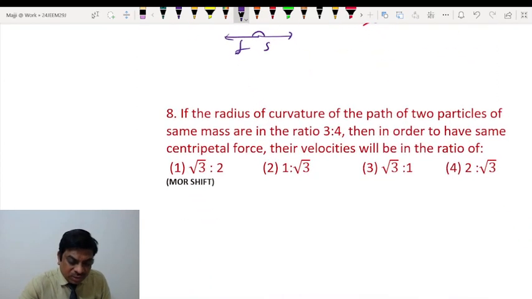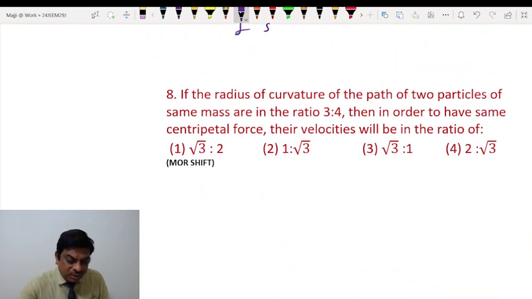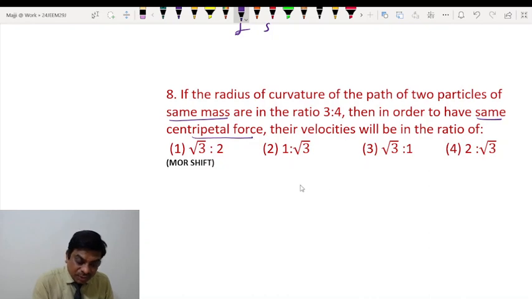Moving on to the next question, question number 8. If the radius of curvature of the path of two particles of same mass are in the ratio 3:4, then in order to have the same centripetal force, their velocities. So you can see mass is same and centripetal force is also same.